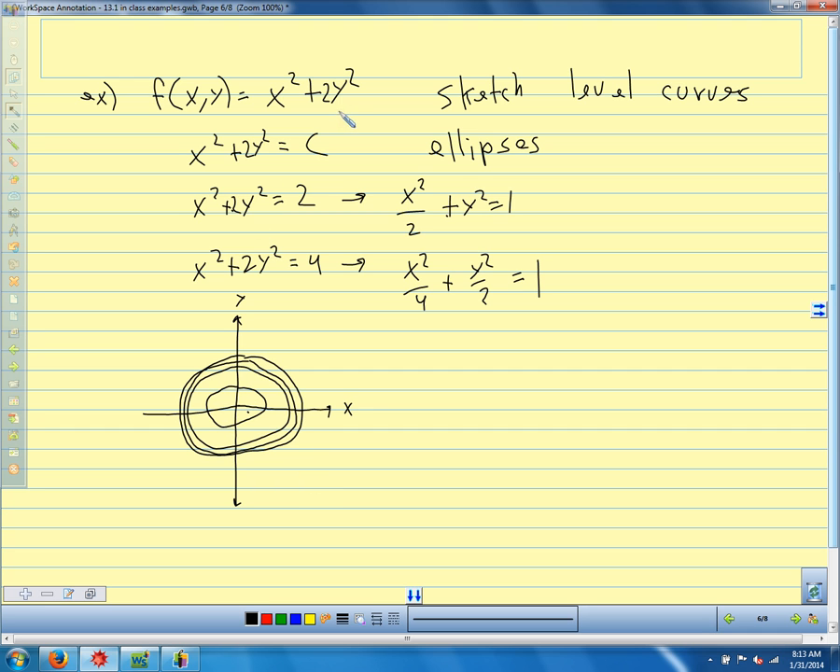What does the function tell us? When x and y equal 0, z equals 0. So is it going to hold our soup or spill our soup? It's going to hold it, because down here where z equals 0 is the very bottom of the bowl. So let's look at a picture of this one.